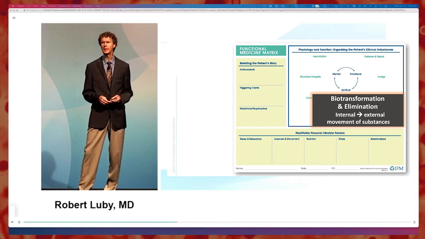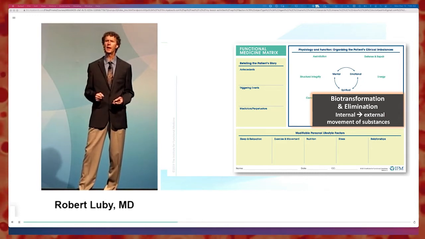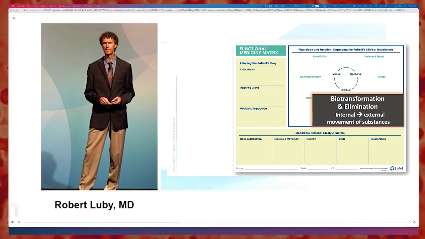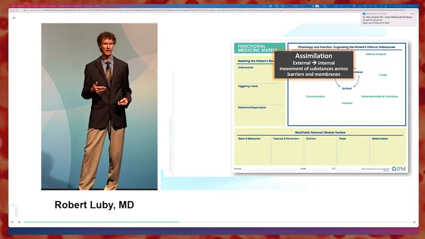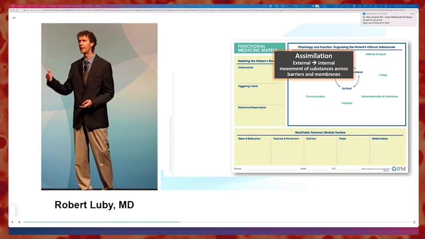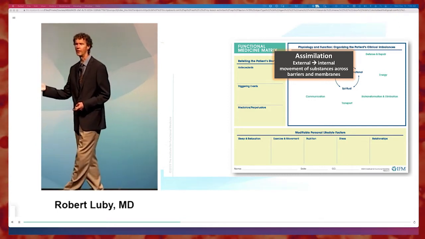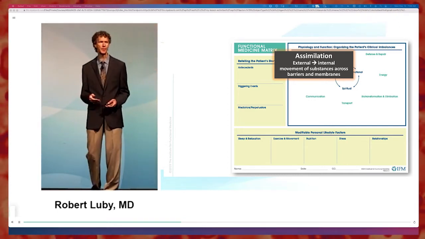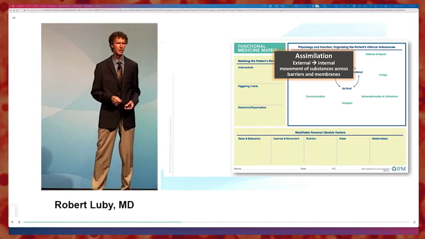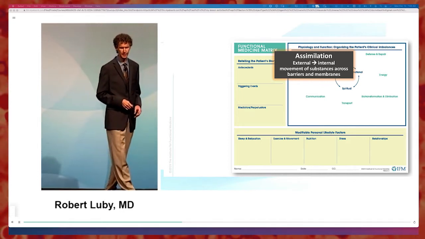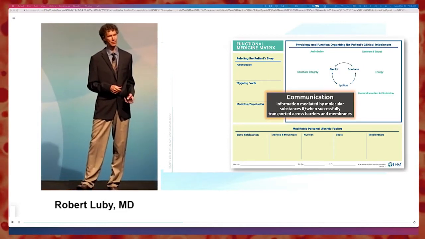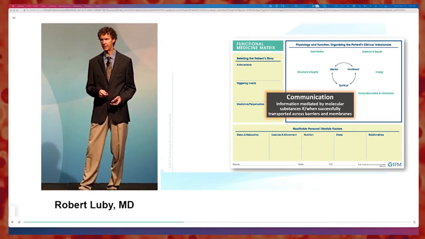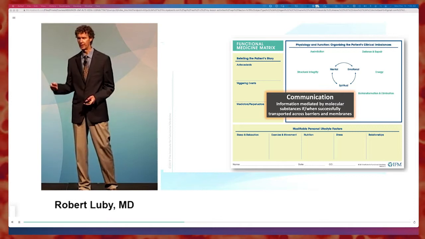Biotransformation and elimination: that moves things from inside the body to outside the body. The assimilation node is all about moving things from outside the body to inside the body, across barriers and membranes, most prominently the gut epithelial membrane. The transport node is the internal to internal movement of substances across those barriers and membranes.